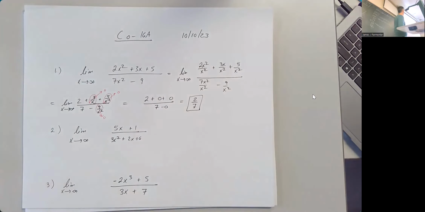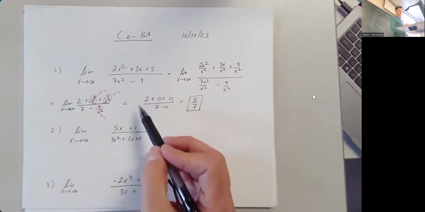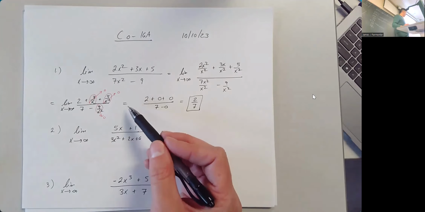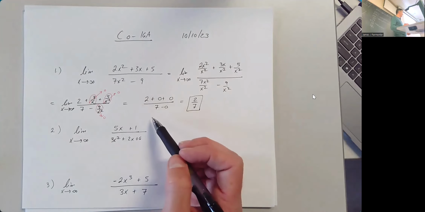I want to point out, because it's important, when you evaluate the limit, like when you actually plug in and you get just numbers, we no longer write the limit as x goes to infinity here because we have found the limit. It's 2 over 7.